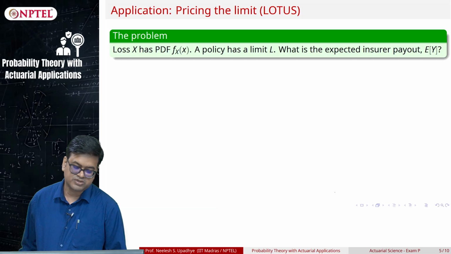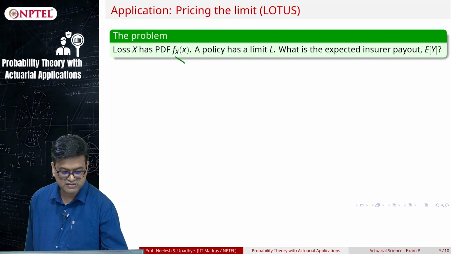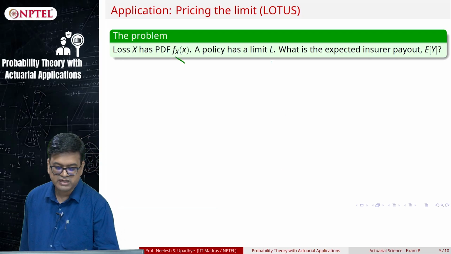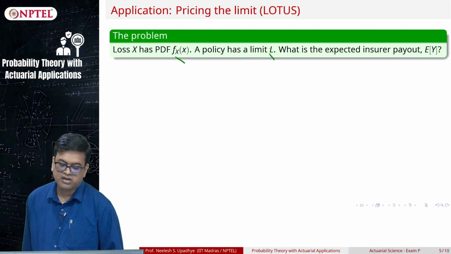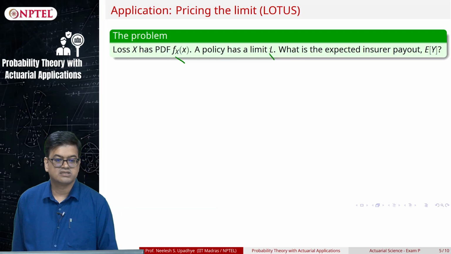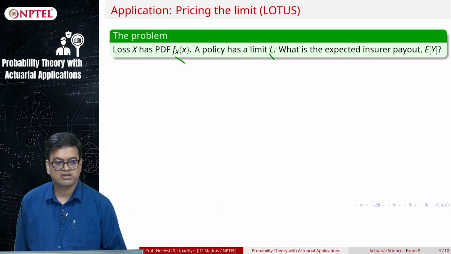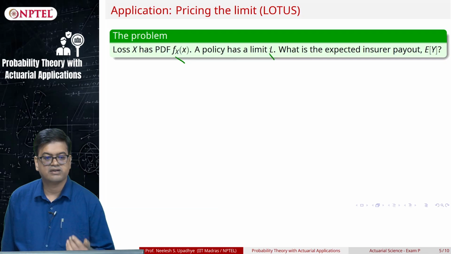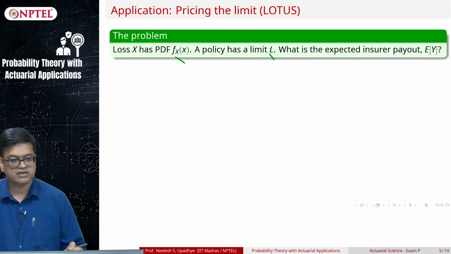So, a loss distribution has PDF f(x), so we are assuming continuous, and it has a policy limit L. What is the expected insurer payout? How will you answer this question? You essentially put in all the values of g(x) and try to compute it. So, let us do that one by one.